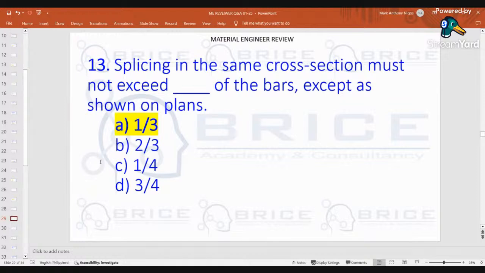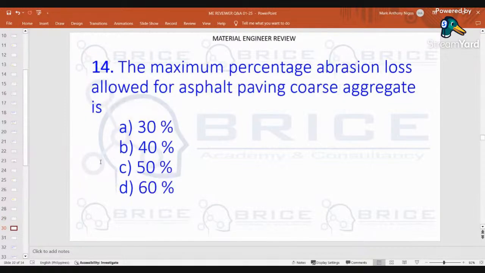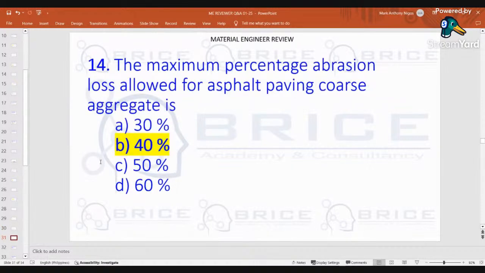Number 14, the maximum percentage abrasion loss allowed for asphalt paving coarse aggregate is A 30%, B 40%, C 50%, and D 60%. Answer is B 40%.